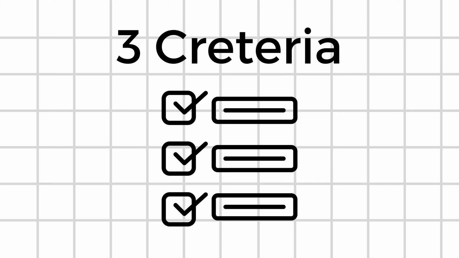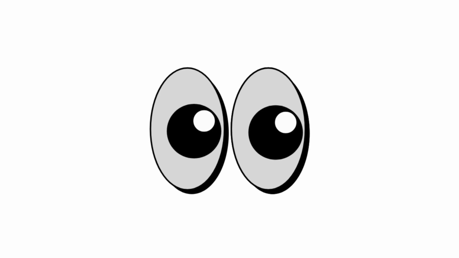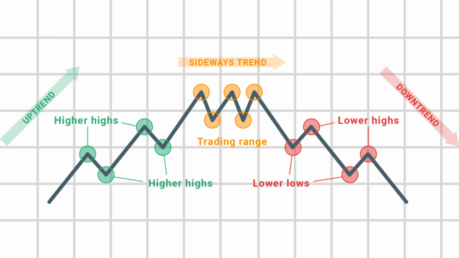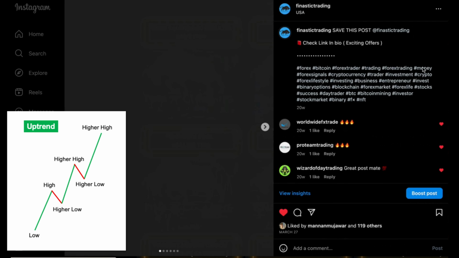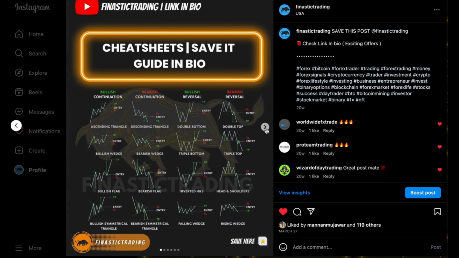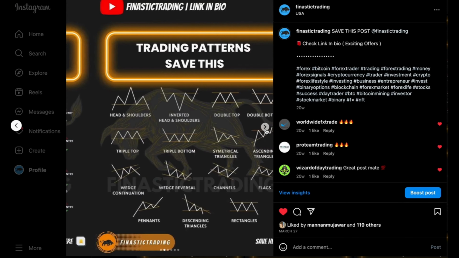So, the 3 criteria before I even enter a trade is to look at which way the market trend is moving. Is it upwards, downwards, or is it sideways? After identifying the market trend, the next step is to spot the patterns forming on the chart. Looking at these patterns helps us figure out which way the stock is going. It's like connecting the dots. Are we seeing a series of lower lows and lower highs, which means it's going down? Or are we witnessing higher highs and higher lows, indicating an upward trend? By putting all this together, we get a clear picture of how the stock is moving.